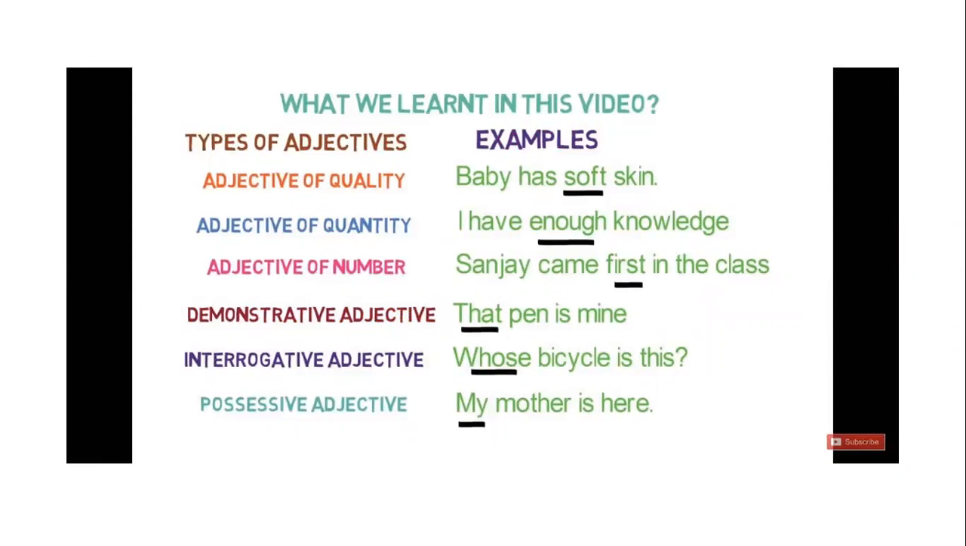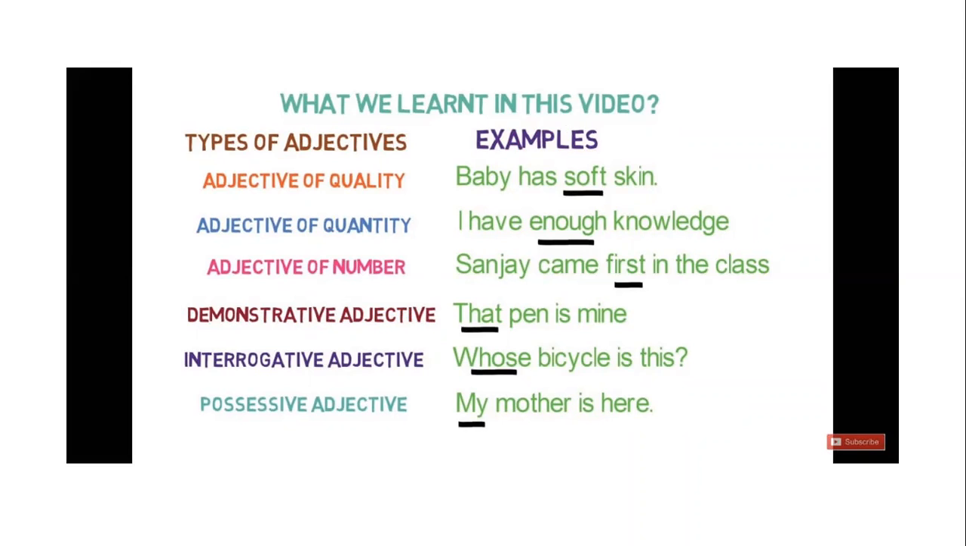Now, what we learned in this video, we learned types of adjectives along with their examples. For example, adjective of quality is baby has soft skin. Soft is an adjective of quality. I have enough knowledge. Here, enough is what? Adjective of quantity. Sanjay came first in class. Here, first is adjective of number because exactly we are told that he came first.